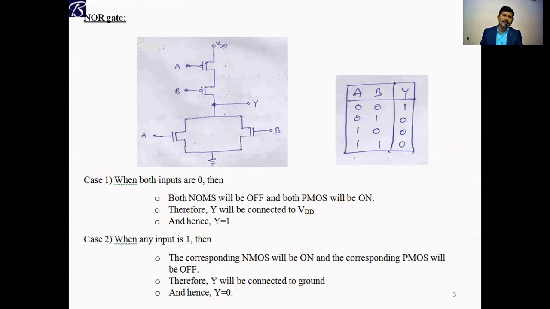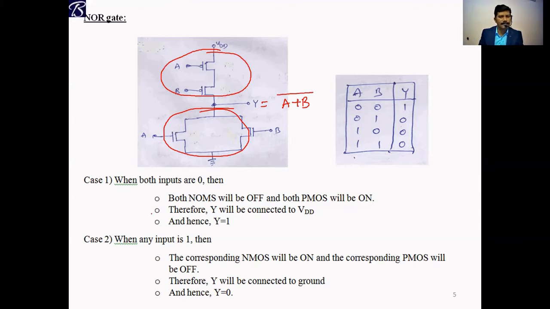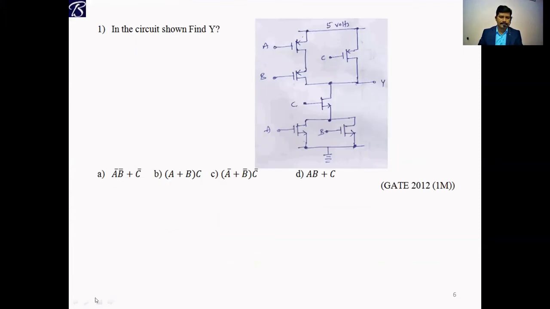What is the conclusion here? If you take this NMOS region, this is A plus B, Y equal to A plus B. This PMOS region will give total bar, right? It's very simple. We can practice the previous GATE problems now.